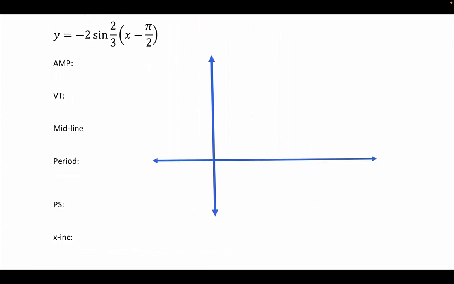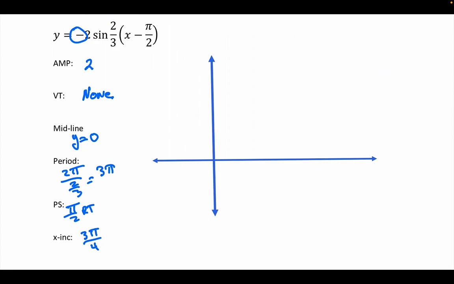This is a kind of a real mess. Here I can see my amplitude is 2, but it's inverted, right? Because it's got that negative. Vertical translation, there isn't any. Midline is going to be y is equal to 0. My period is going to be 2 pi divided by that 2/3, which is out in front, which is going to be 3 pi. My phase shift is going to be pi halves to the right. And my increment is going to be 3 pi divided by 4. That's my x increment.